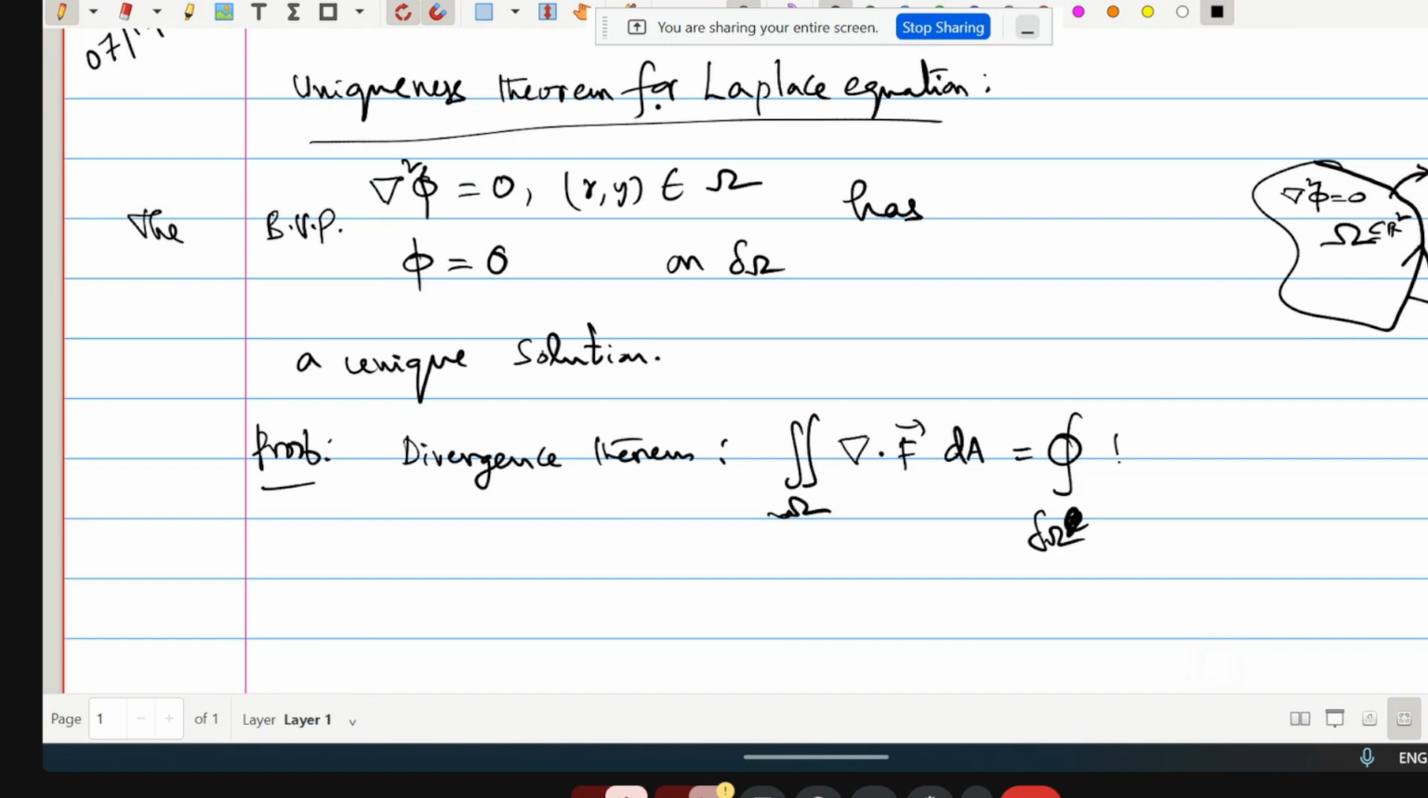Okay. Then what is that? So f bar dot n cap ds. This is simply a line integral. So this is what you have.